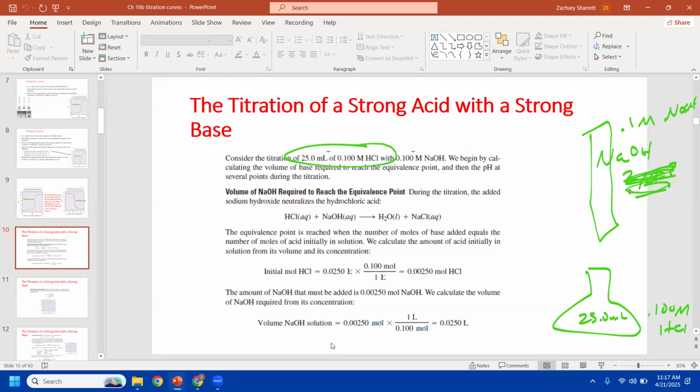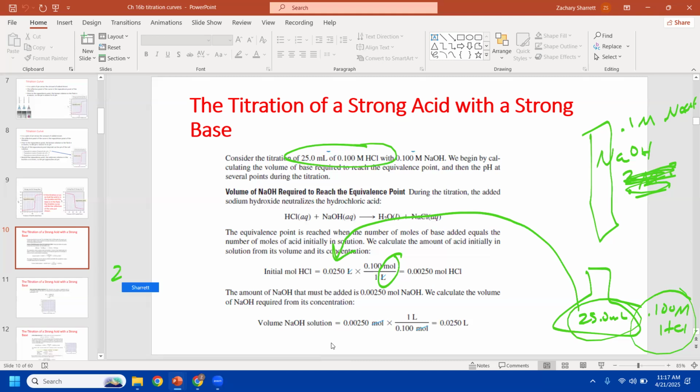So we want to find the equivalence point, right? If we know how many mils of 0.1 molar HCl we have, can we calculate how many moles of HCl are in that flask? And how do we do that? Moles per liter. So it's 0.1 moles per liter. So we would just take the 25 milliliters, convert it to liters, and then multiply it by 0.1. Very good. So we take this 25 milliliters, convert it into liters.